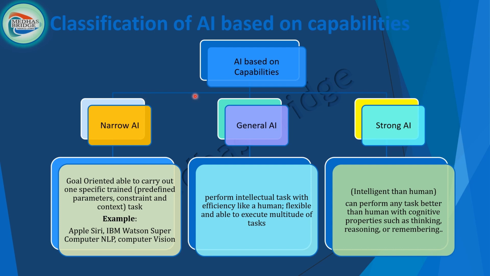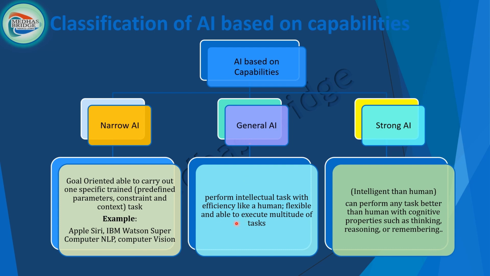Classification of AI based on capability. We have narrow AI, general AI, and strong AI. In narrow AI, there is a goal-oriented ability to carry out one specific trained task, where predefined parameters, constraints, and context are used to solve the task. For instance, we have Apple Siri, the IBM Watson supercomputer, NLP, and computer vision.